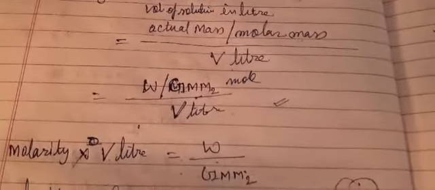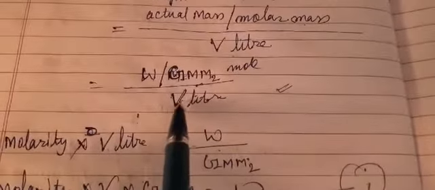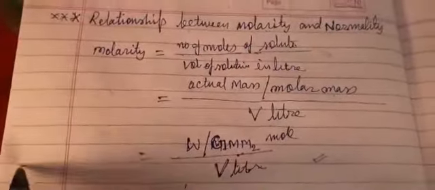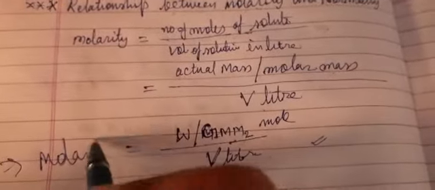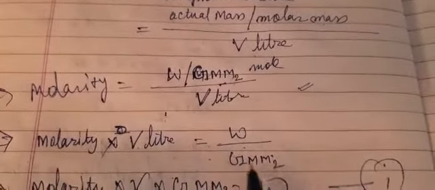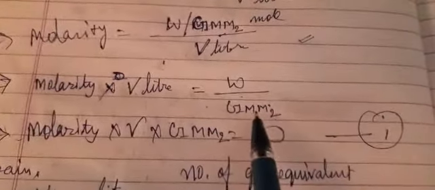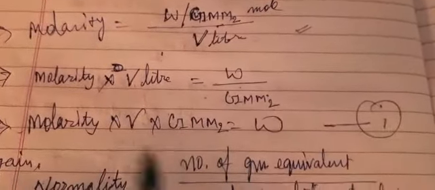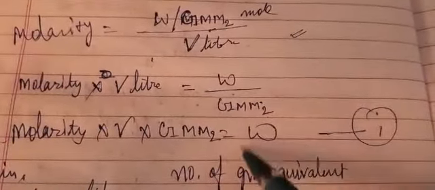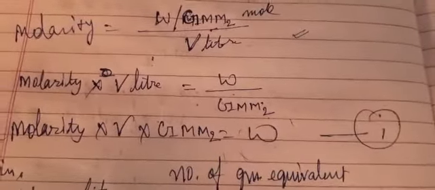Now, volume is here, so you can bring this volume to this side, and it will get multiplied here. So it is molarity into volume equal to W by GMM2. This is the mathematical calculation. Again, GMM2 is here, it will be multiplied here. So now this is the actual mass of the solid. So W is what? Actual mass of the solid. So we have got the actual mass of the solid with the help of molarity.